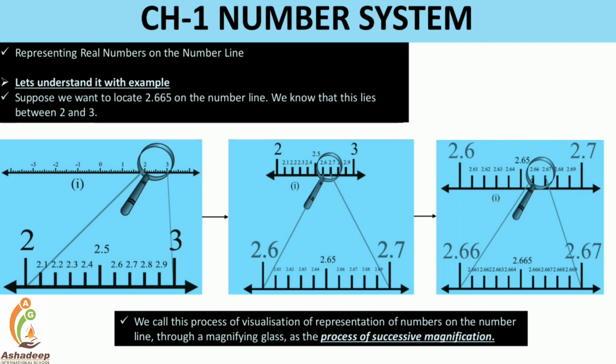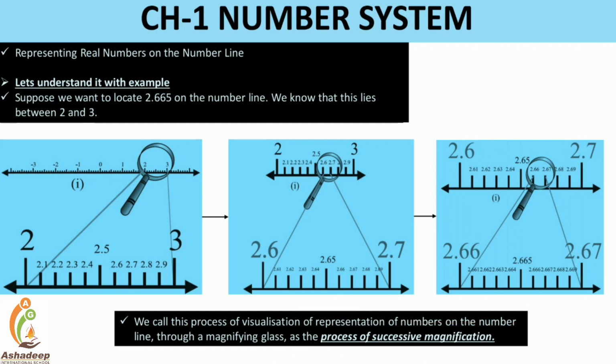I hope you get this. This is very easy. We call this process of visualization of the representation of a number on the number line through the magnifying glass the process of successive magnification.